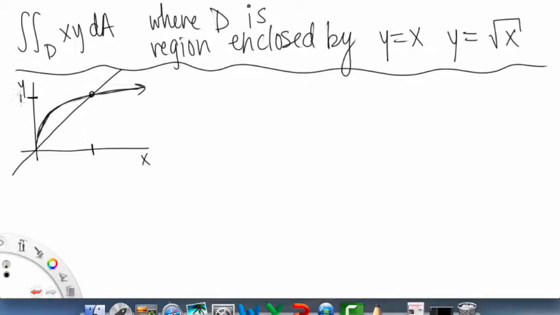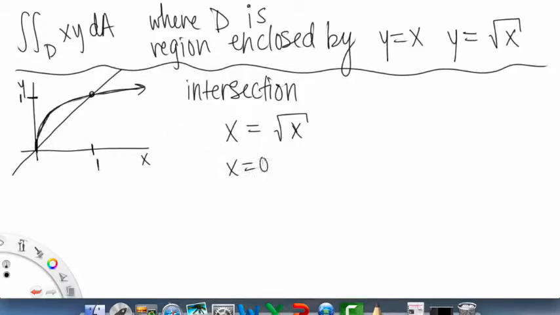Okay, and then they intersect at, I'll just label it now. But I'll tell you how to find intersections if it isn't pretty clear. To find the intersecting point, we look for where the two functions are equal. So we do x equals square root of x. The only thing that would make those equal is 1 or 0. So x equals 0 or 1. That's how we find the bounds for x.